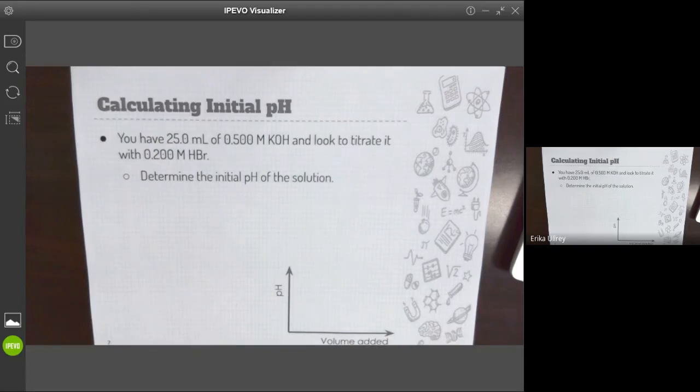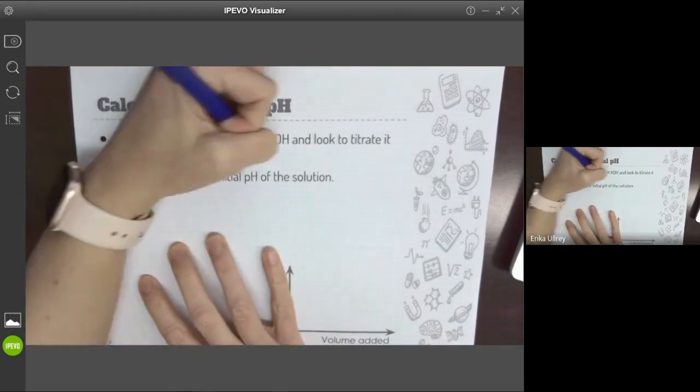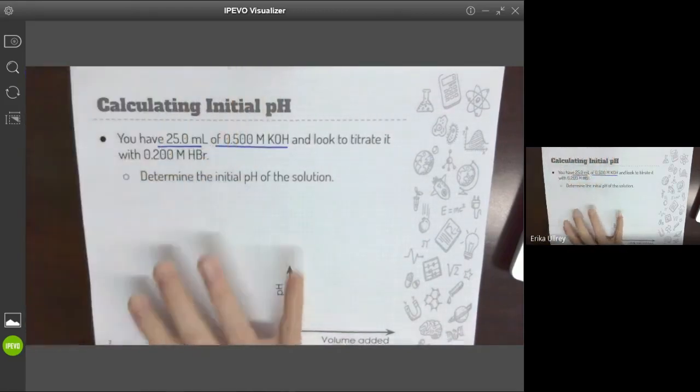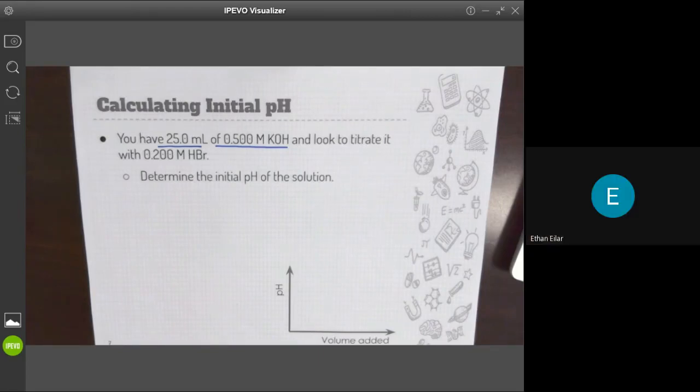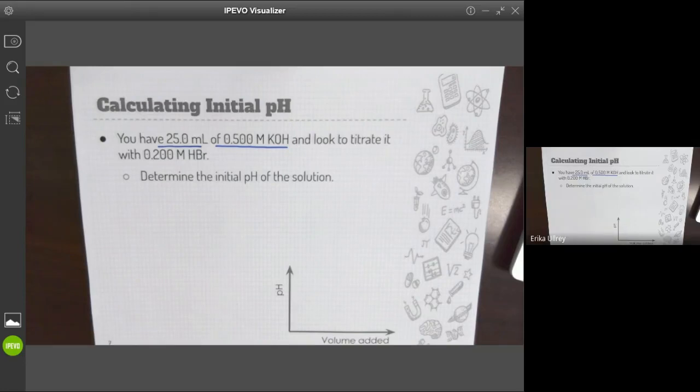So with this, that means our starting solution is 25 milliliters of 0.5 M KOH. Okay, so the first thing we need to ask ourselves is: is this an acid or a base that we're starting with? So Ethan, are we starting with an acid or a base in our container? A base. Yep, we're starting with base only to begin with. So if we're starting with a base only, what would you predict the pH to be?